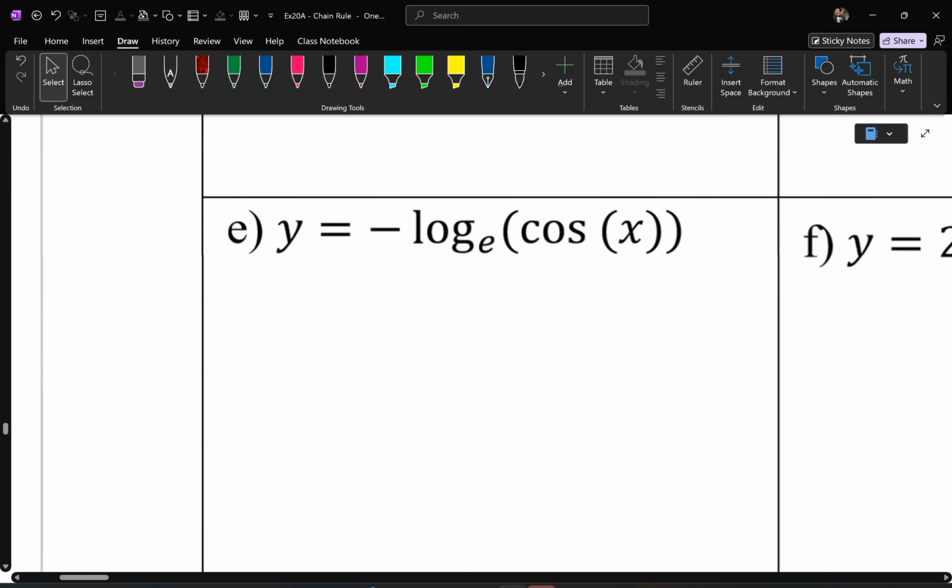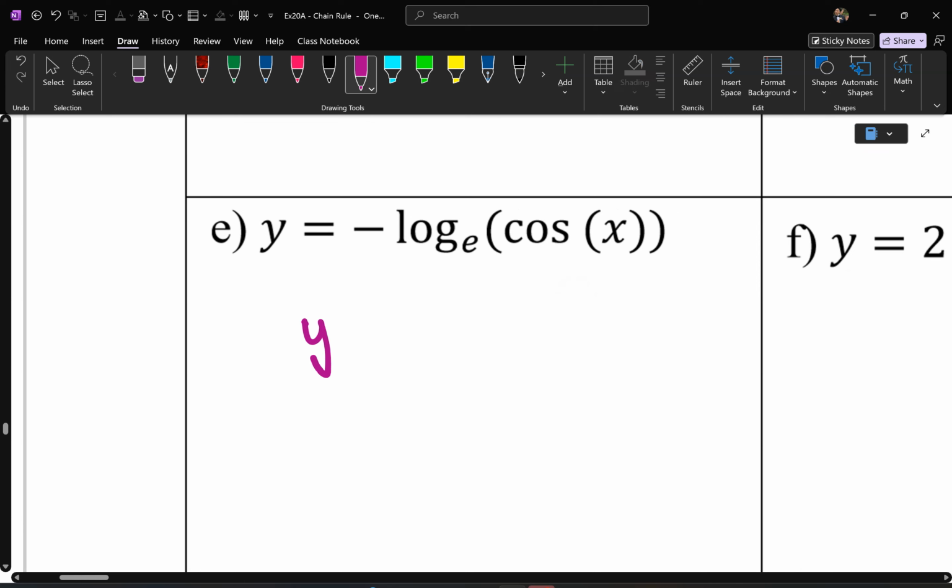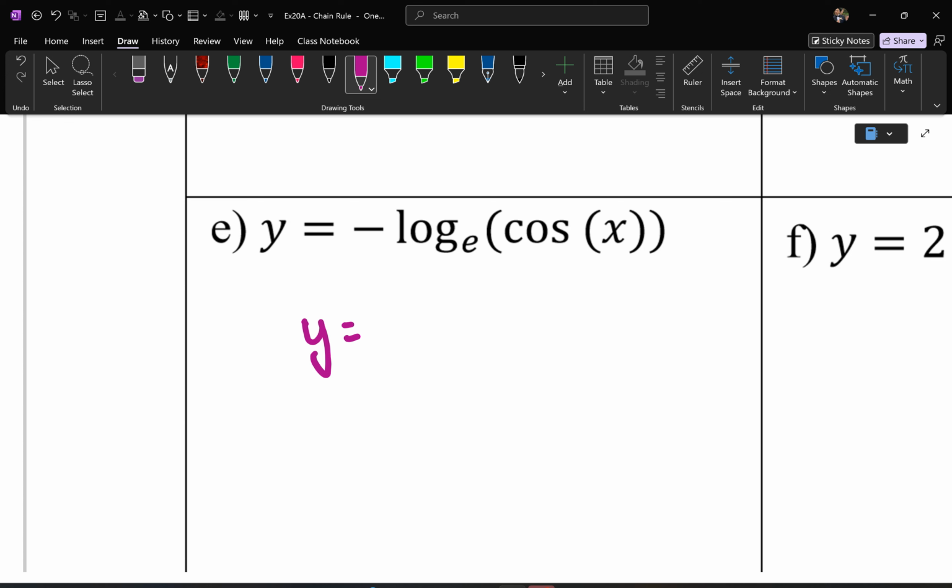All right, let's have a look at E. What's the template? Out of your 7 rules, what's the template? Which one are we using? What's the main rule that you're seeing here? Because you have to be able to identify which rule. Which one is it?